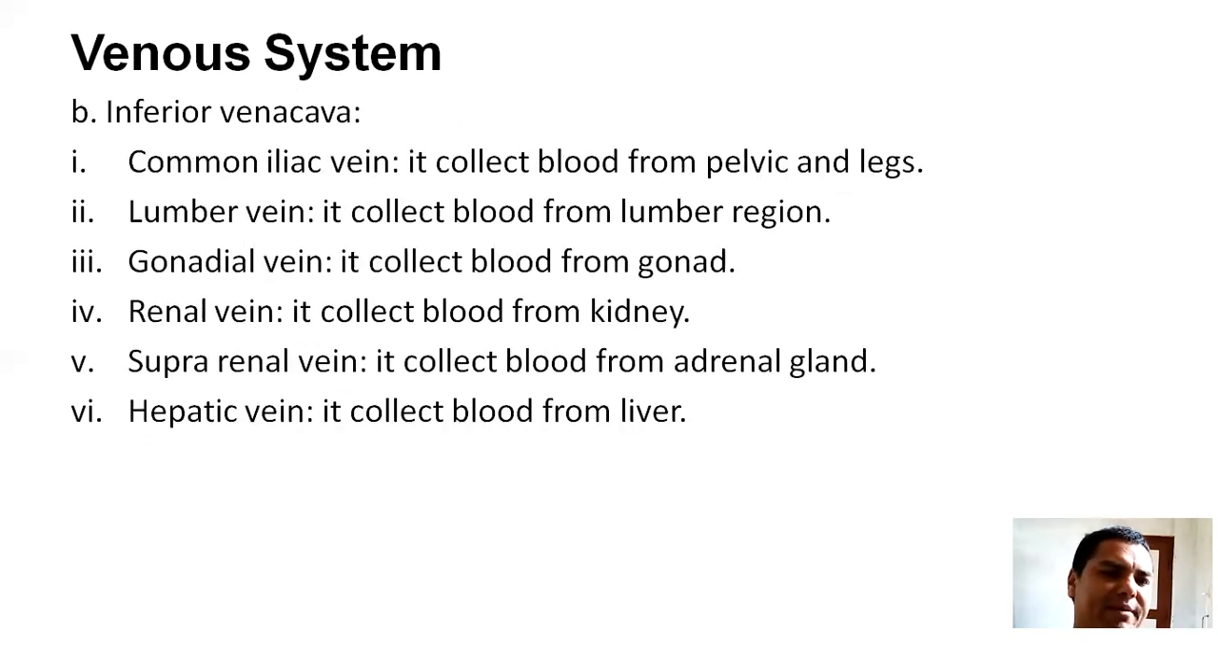Now, inferior vena cava. Inferior vena cava consists of the following branches: common iliac vein, which collects the blood from the pelvic region and the legs of the human body; lumbar vein, which collects the blood from the lumbar region or the abdominal region of the human body; gonadal vein, which collects the blood from the gonads; renal vein, which collects blood from the kidney; superior renal vein, which collects blood from the adrenal gland; hepatic vein, which collects blood from the liver.